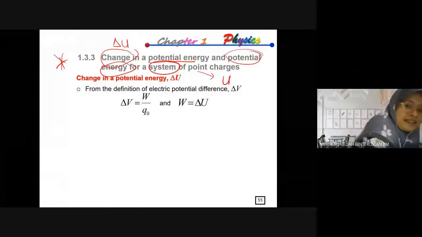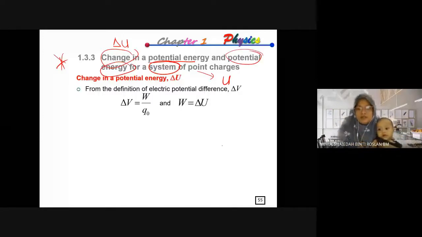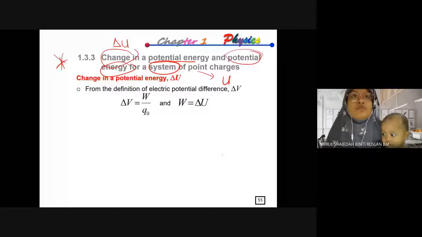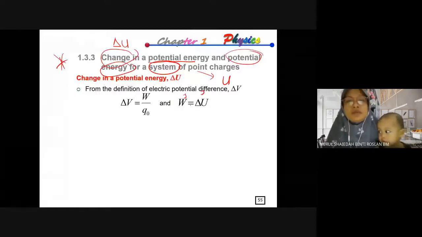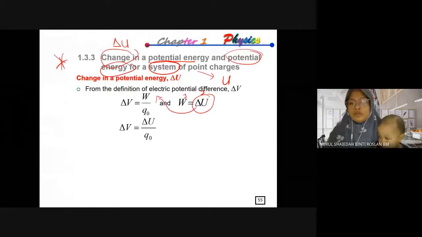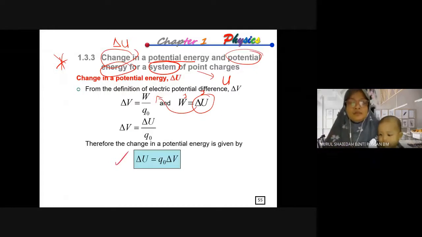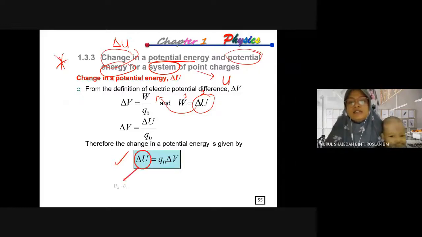Why does W equal delta U? Because if you remember, the unit of work is joule. So delta U's unit is what? Joule. So this is joule, this is joule. It means this is chapter 5, the work energy theorem. If you remember, work energy theorem. So that's why we can use W equals delta U. So substitute it in here. So you get delta V equals delta U over Q naught. So we get the formula delta U equals Q naught delta V. No need to worry, this is also in your formula list. Okay, the unit? The unit is energy, joule.